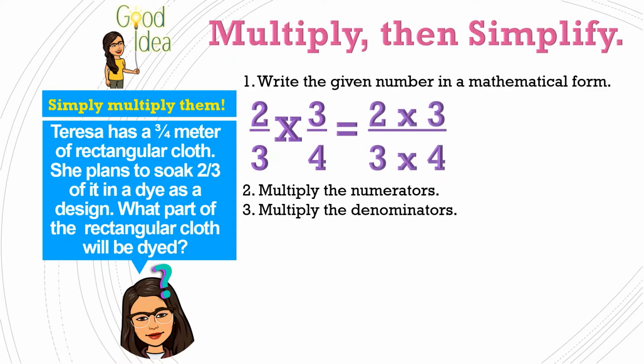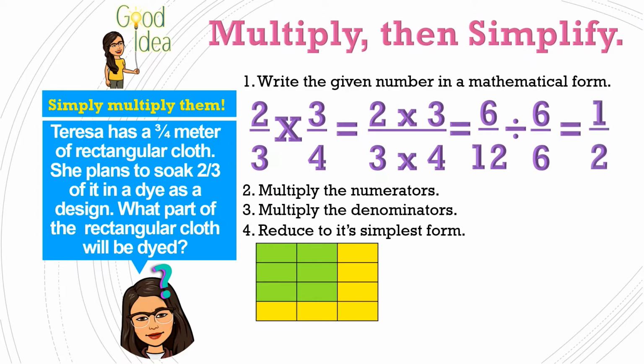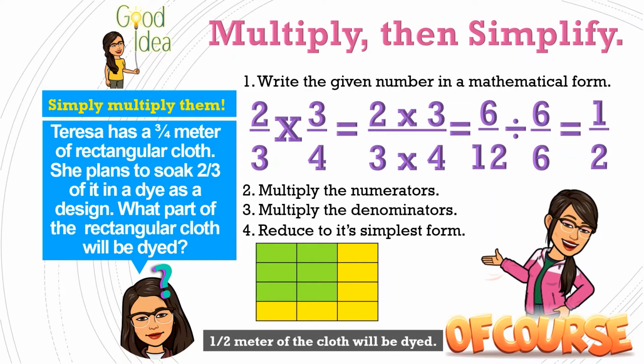So 2 times 3 and 3 times 4 is equal to 6/12. Just like what we did with the block model approach, you are also going to reduce to its simplest form. And the same thing is going to happen. You're going to look for a number that could divide both 6 and 12, and that is 6. So you will still get the answer, which is 1/2. And 1/2 is your final answer. So you can say 1/2 meter of the cloth will be dyed.